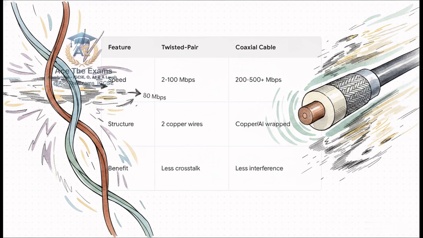You can't just say it's fast. No way. You need to explicitly state it operates between 2 to 100 megabits per second. And why the twists? Because its structure of two insulated copper wires twisted together specifically reduces crosstalk.